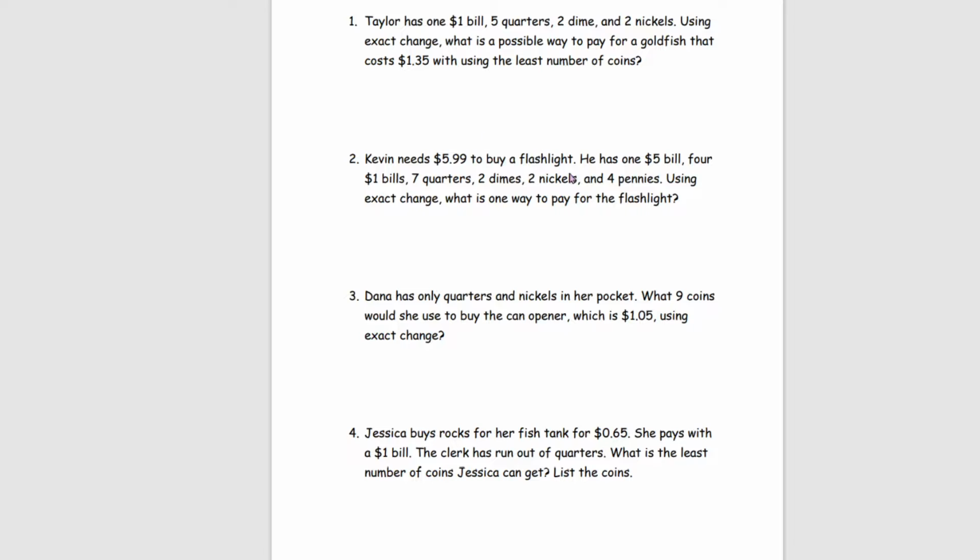number of coins? So, since we know that Taylor has $1 bill already, so that's $1, we're trying to find the 35 cents that he's missing of these coins right here. And we're trying to find the least number. So, looking at it, we have quarters, which are 25 each, dimes, which are 10, and nickels that are 5. So looking at this, we need 35 cents.